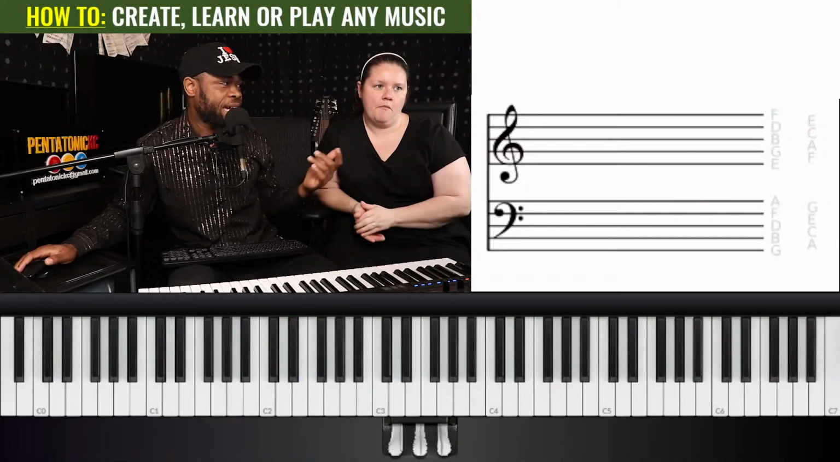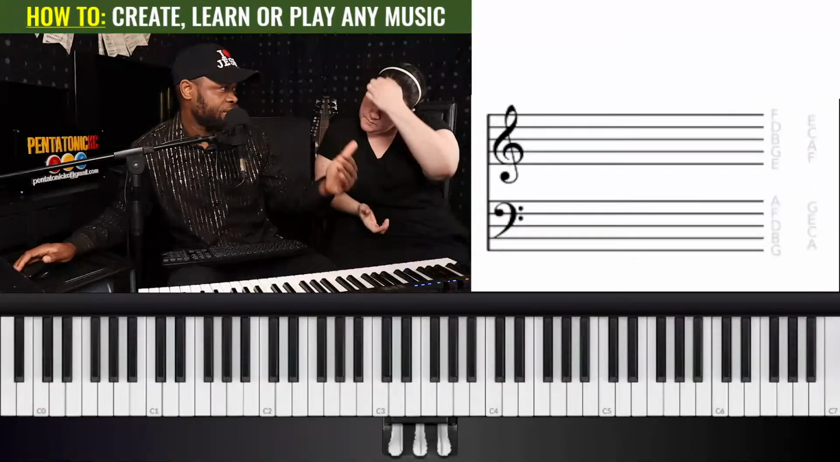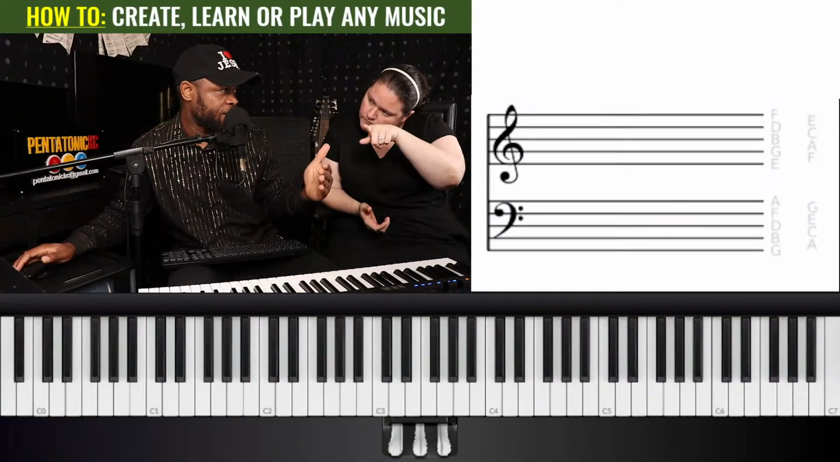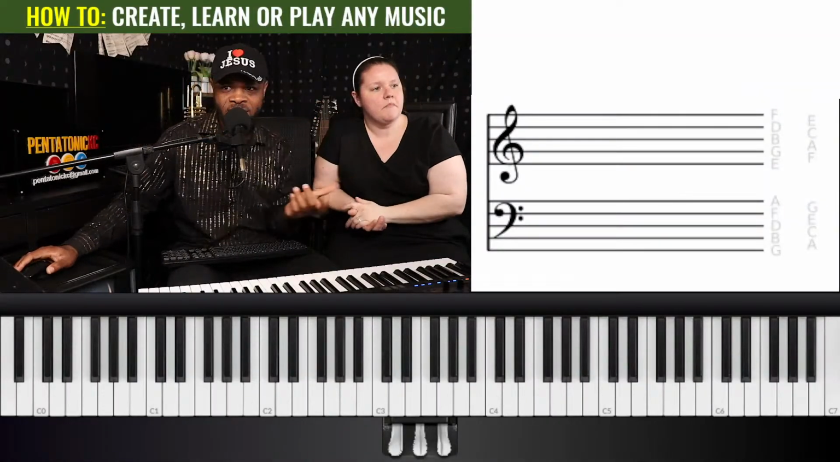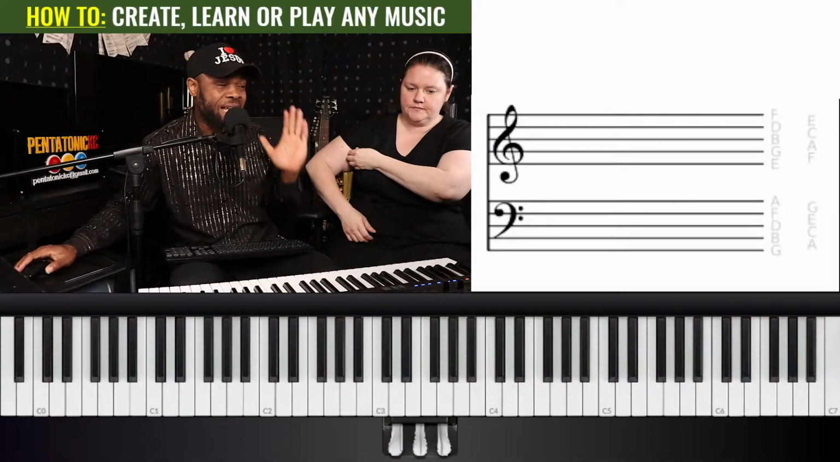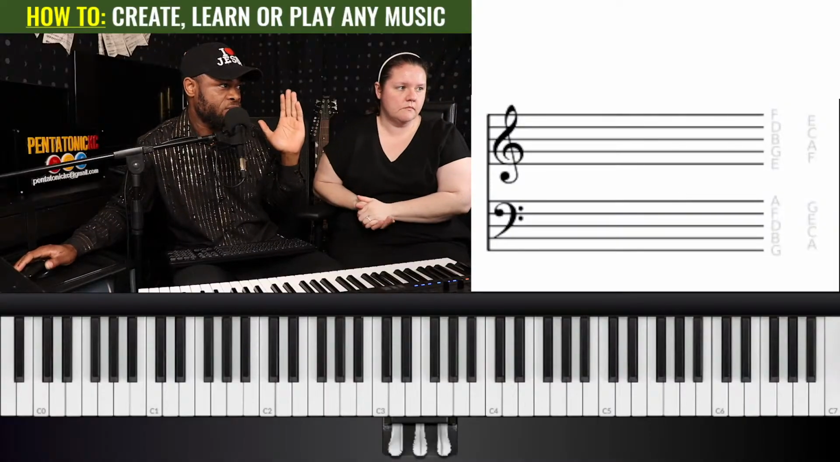So basically, the idea is: look for the alphabet, sharp, go to the right. Look for the alphabet, flat, go to the left. It's as simple as that. So now that's the first thing to make sure you know.